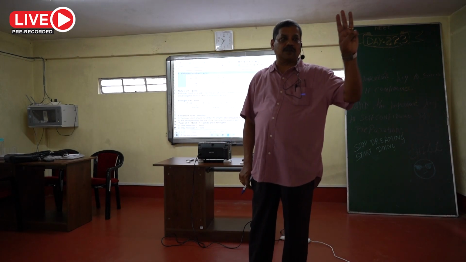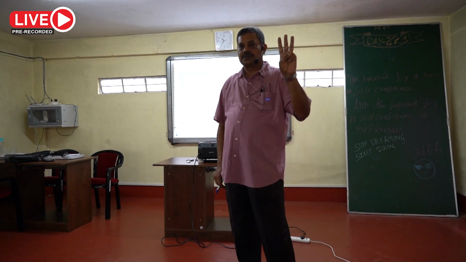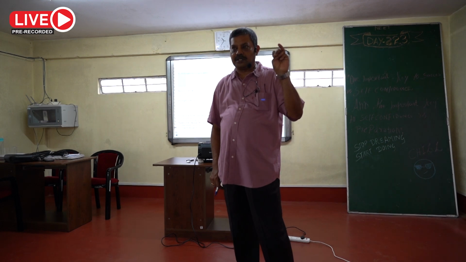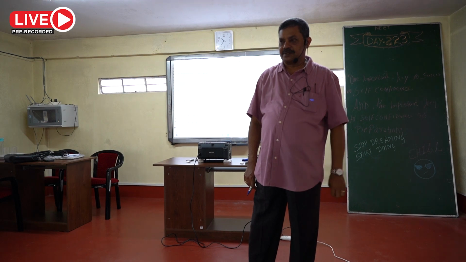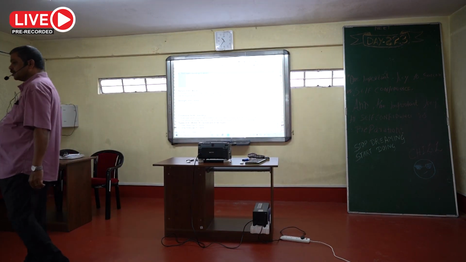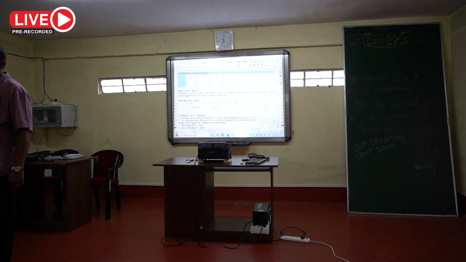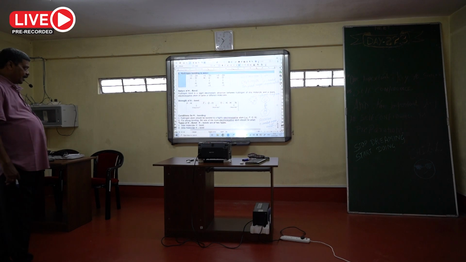So how many types of organometallics? 3 types. One is sigma bonded, one is purely pi bonded, one is both sigma and pi bonded. What are the examples of sigma and pi bonded organometallics? Not only nickel carbonyl, all metal carbonyls. Write a point: all metal carbonyls.